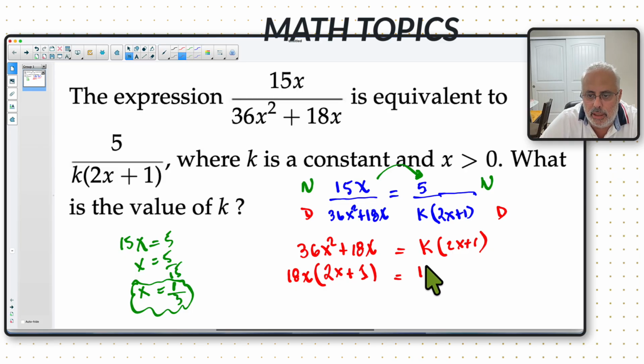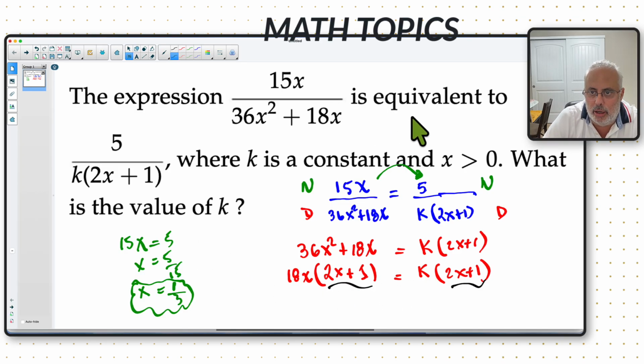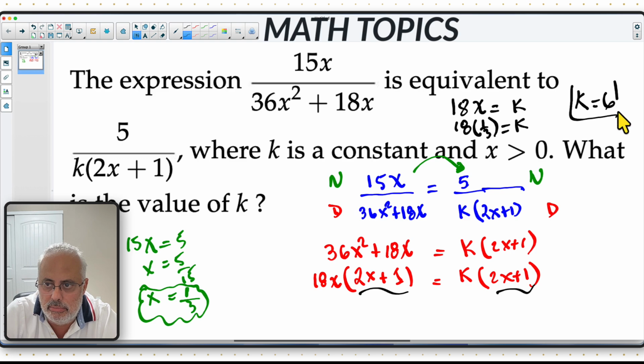And look how beautiful this is after factorization. It's beautiful. The same. Okay? So we can disregard the common factors here, and we can say, let me put it over here, I don't want to destroy the mathematics. 18x is equal to k. 18 times 1/3 is equal to k. K is equal to 6. Done.